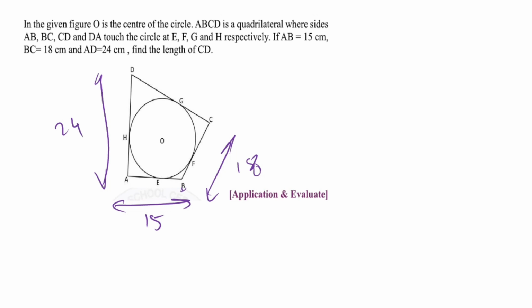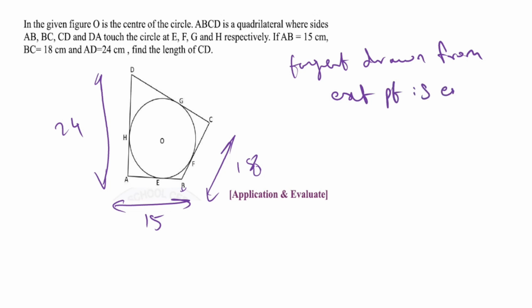I know my drawing is not much good, but it's sufficient to understand the concept. Now you need to recall the concept that two tangents drawn from an exterior point are equal. So I can say AE is equal to AH, as A is an exterior point. B is also an exterior point, so EB is equal to BF. C is also an exterior point, so CF is equal to CG, and D is also an exterior point, so DH is equal to DG.